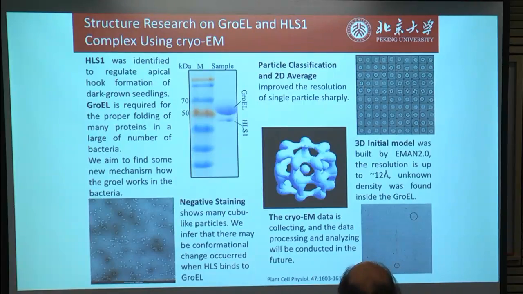When I express the HIS1 in the E. coli, the HIS1 always bound to the GROYAL, but we can't find the GROYAS. So we infer that there may be some new mechanism about how the GROYAL works in the bacteria. We have to solve these problems using CRO-EM because it is a very powerful tool to solve the structure of big molecules.